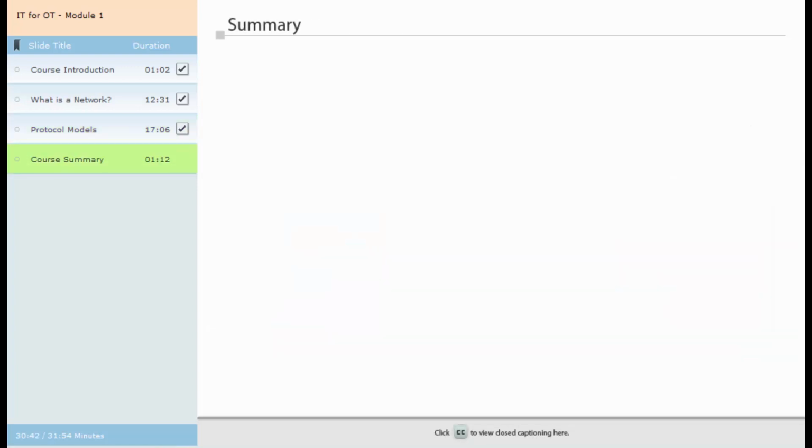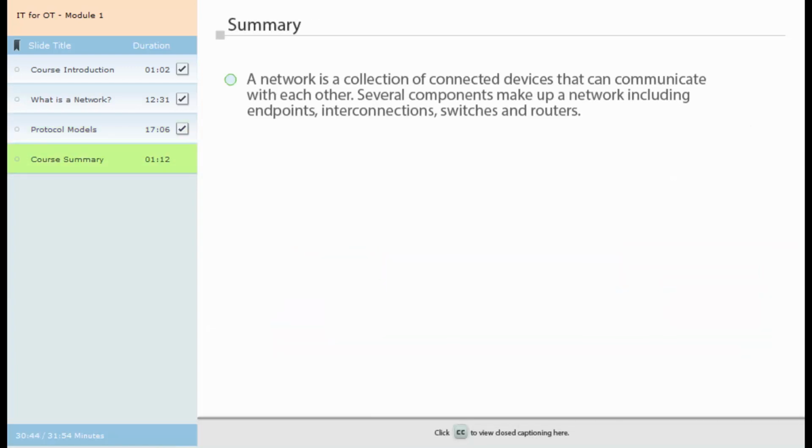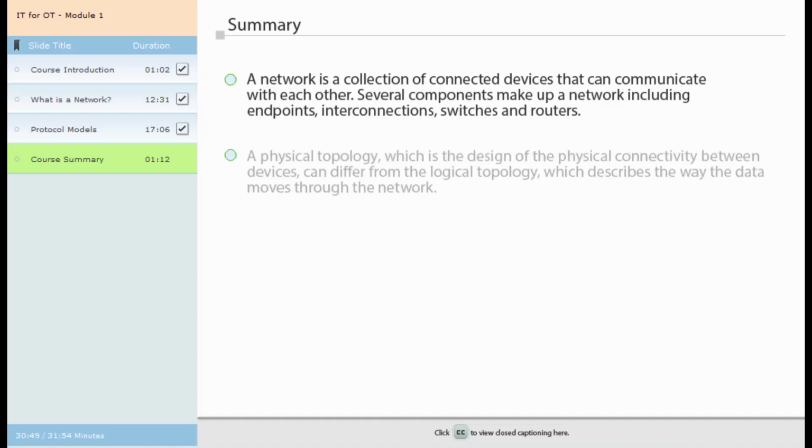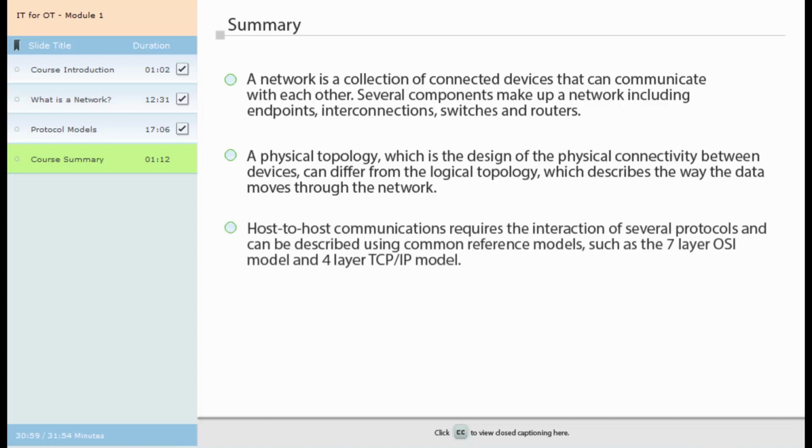The following key points were discussed in this module. A network is a collection of connected devices that can communicate with each other. A physical topology, which is the design of the physical connection between devices, can differ from the logical topology, which describes the way that the data moves through the network. Host-to-host communications requires the interaction of several protocols and can be described using common reference models such as the 7-layer OSI model and 4-layer TCP/IP model.